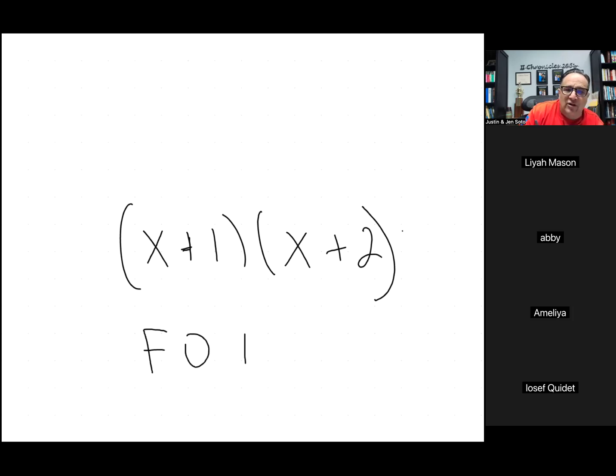Has anybody here ever heard the FOIL method before? Put a thumbs up if you have.